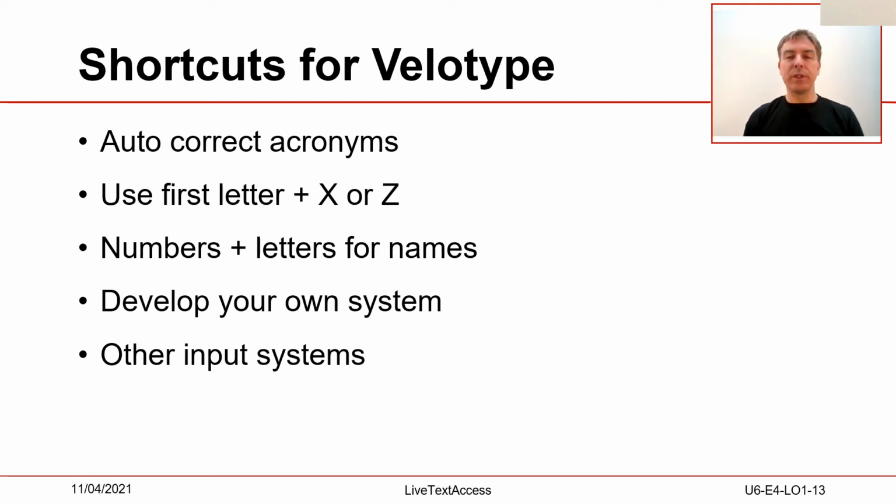When you have a list of names, for example, with speakers or players of a football team, then you could use numbers plus single letters. But besides that, you can think of your own system which makes sense for you, that saves time to type difficult or long words. Other input systems have a slightly different approach.